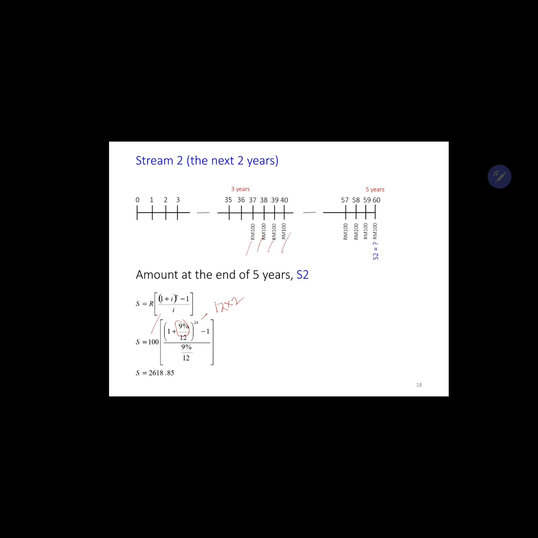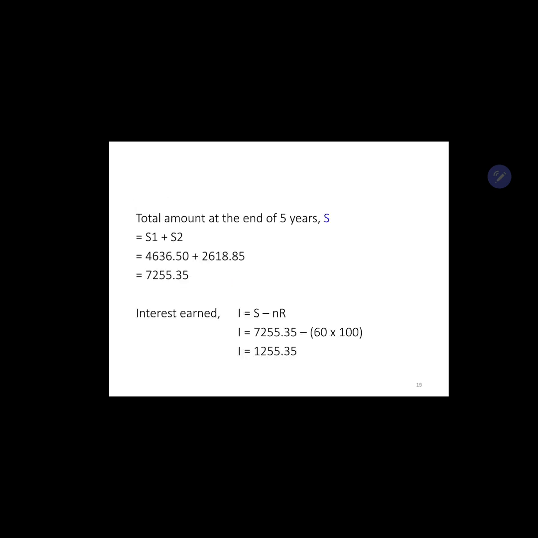So what is the accumulated amount for the year 5 is you plus S1 and S2. Okay, the one that you have before previously, so you have this amount 7255.35. Okay, what's your interest? Your S minus N times R. N is for 5 years, 12 times 5, because we calculated for 5 years kan, annuity R100 tu kita masuk selama 5 tahun. So you just substitute into interest formula, then you will have the answer.